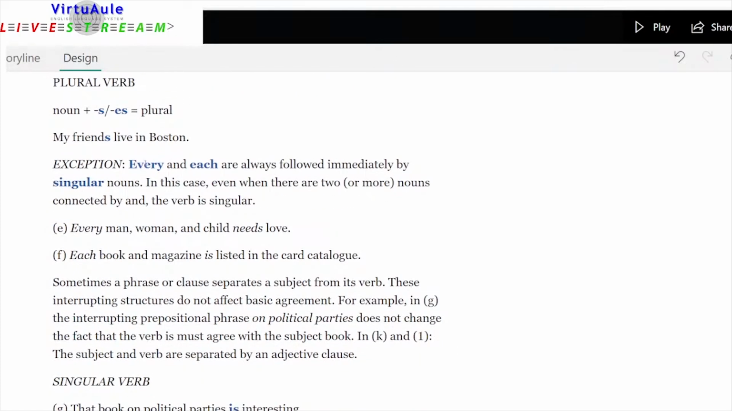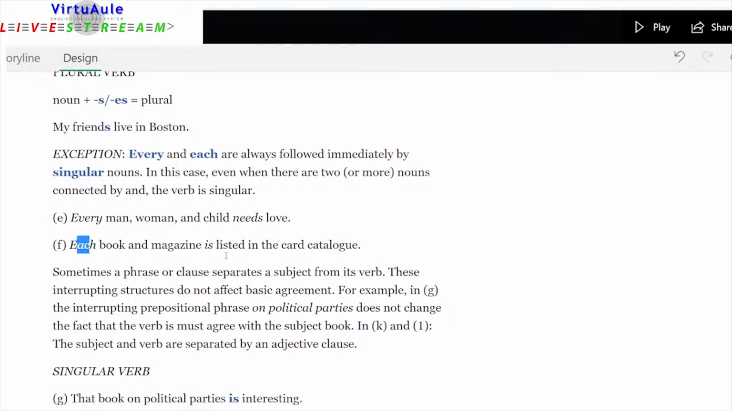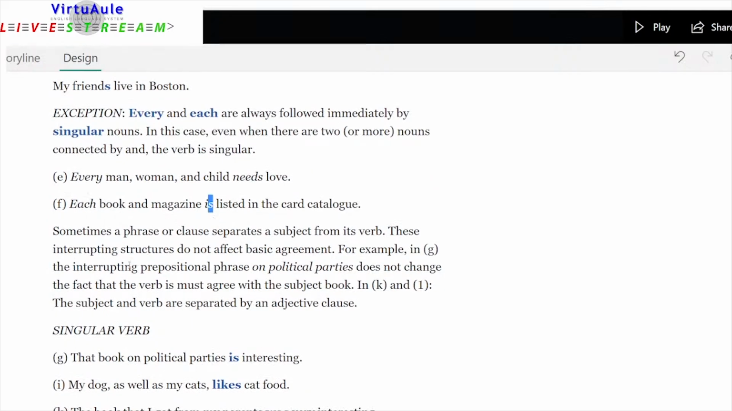In the exception that we have every and each are followed immediately by singular nouns, in this case even when there are two or more nouns connected by and the verb is singular. So every man, woman, and child needs love, because we're talking about every, it's a singular concept. Each book and magazine is listed, is singular.